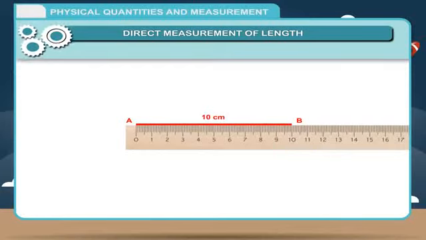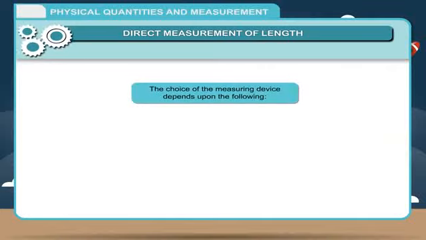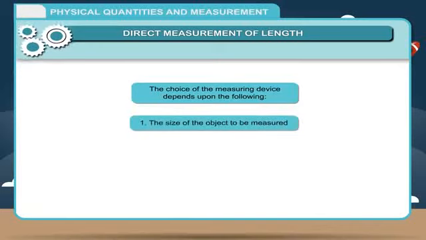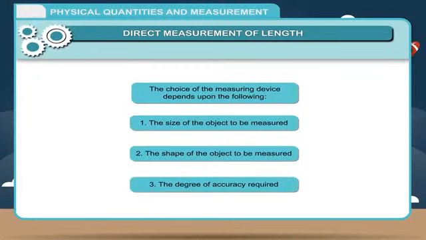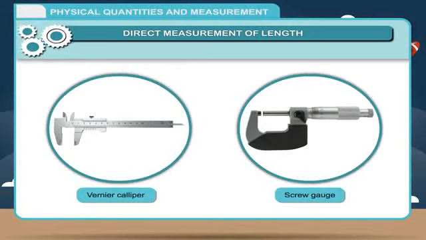To make accurate measurement, we require a proper measuring device. The choice of the measuring device depends upon the following. 1. The size of the object to be measured. 2. The shape of the object to be measured. 3. The degree of accuracy required. Vernier calipers and screw gauge are two such instruments which are used to measure very small lengths accurately, such as the diameter of an electric wire.